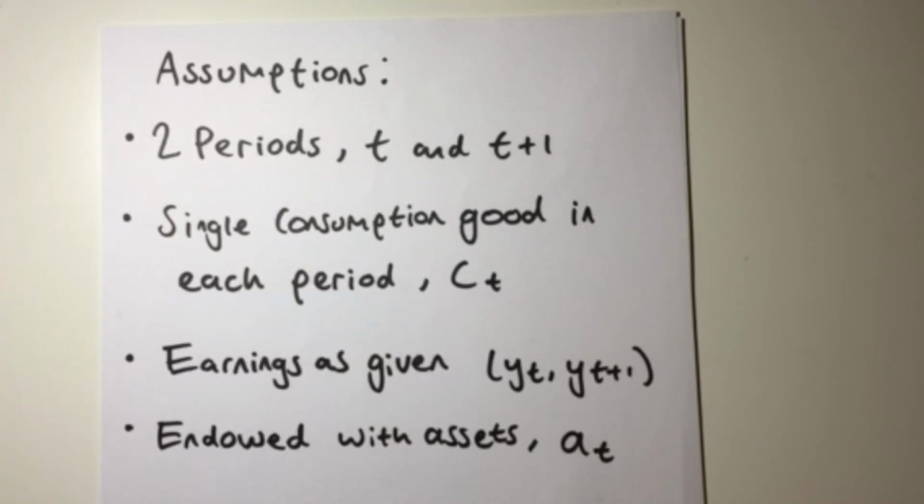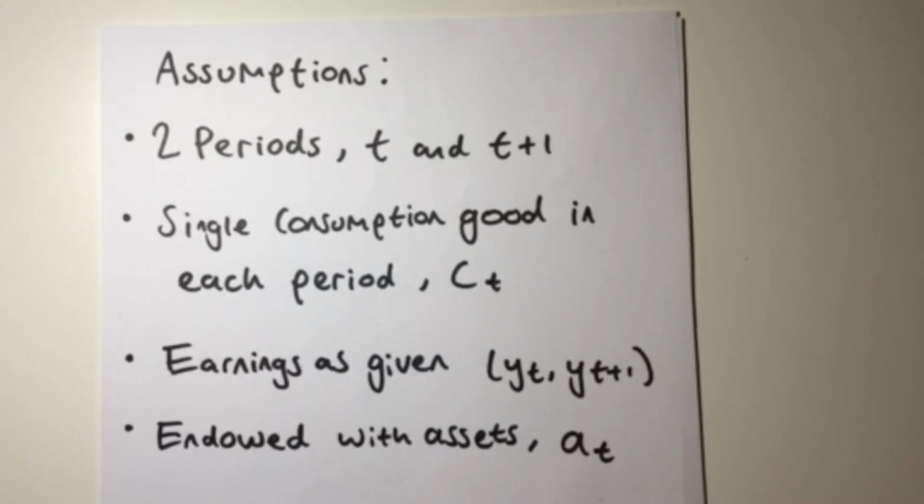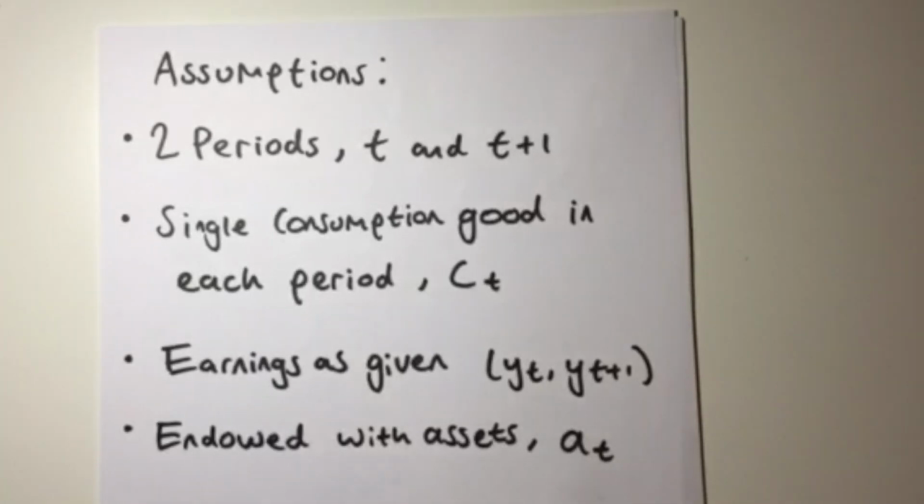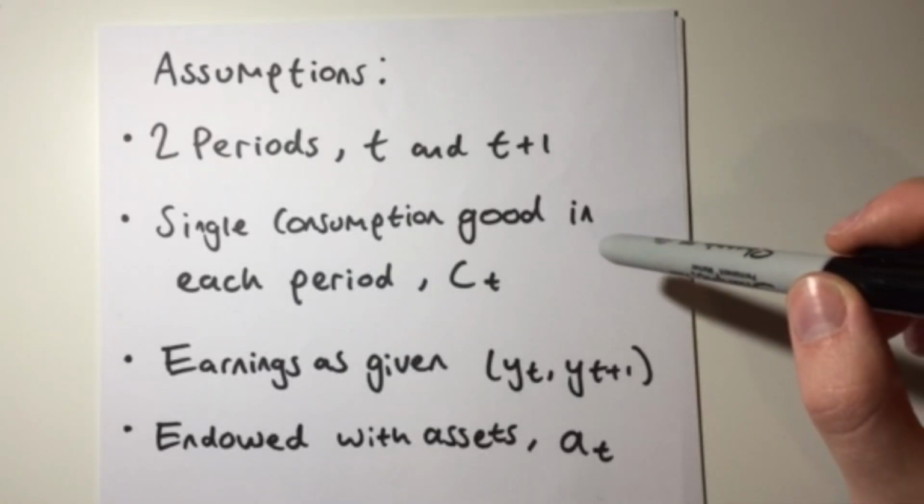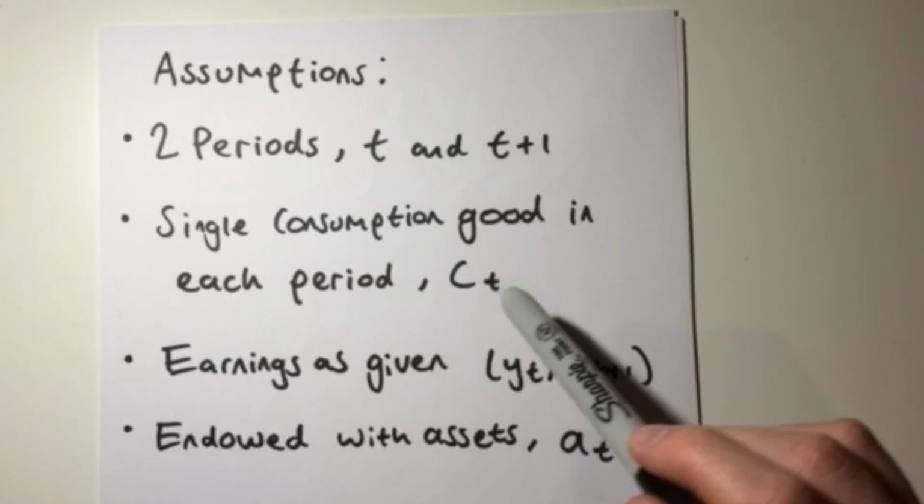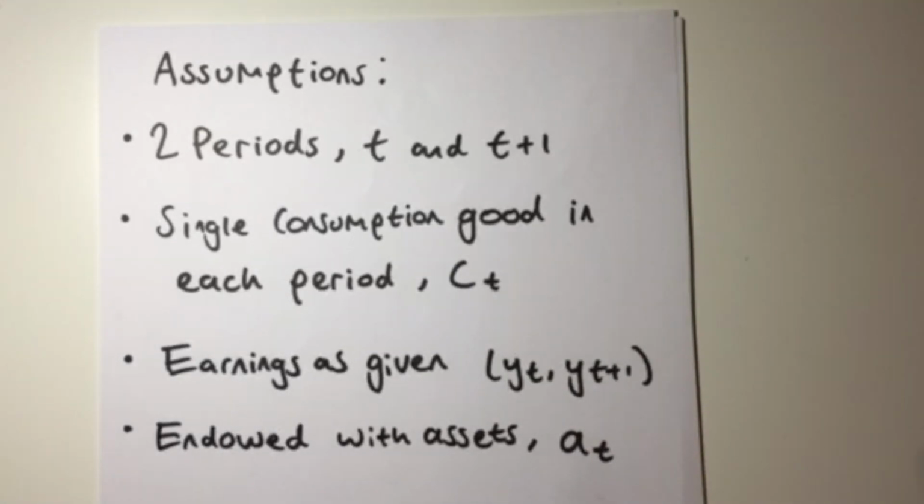So in this model of consumption, I'm going to derive the Euler equation under these important assumptions right here. The first assumption is that we're going to keep it very simple and only focus on two periods. Period t, the first period, and period t plus 1, the second period in the future. In each of these periods, our consumers are going to try and consume one good, denoted C. So in the first period, it's going to be denoted Ct, second period, Ct plus 1.